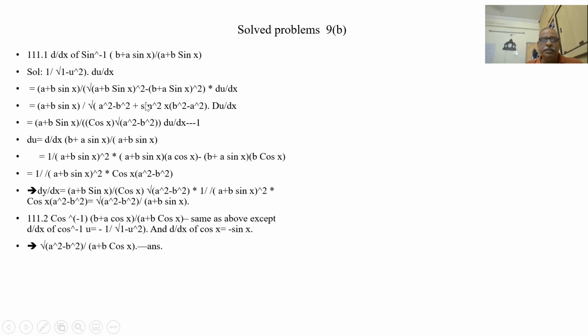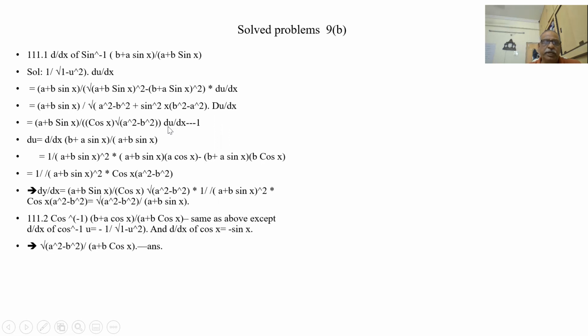The LCM has been taken, and this denominator is brought to the top. So (a plus b sin x) by square root of (a plus b sin x) whole square minus (b plus a sin x) whole square, into du by dx. When we simplify, this becomes a square minus b square plus sin square x into b square minus a square. So this is one equation.